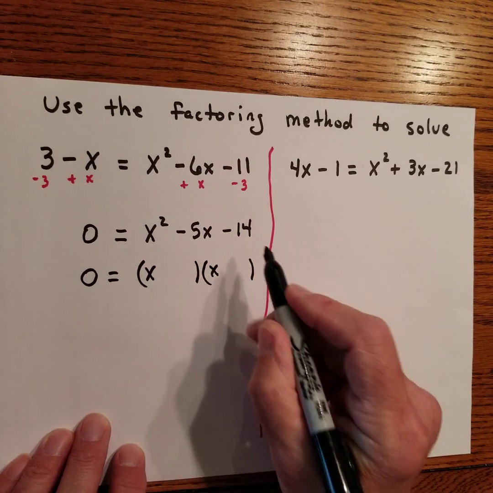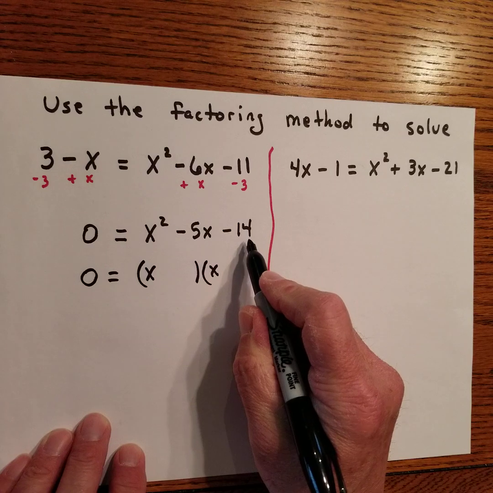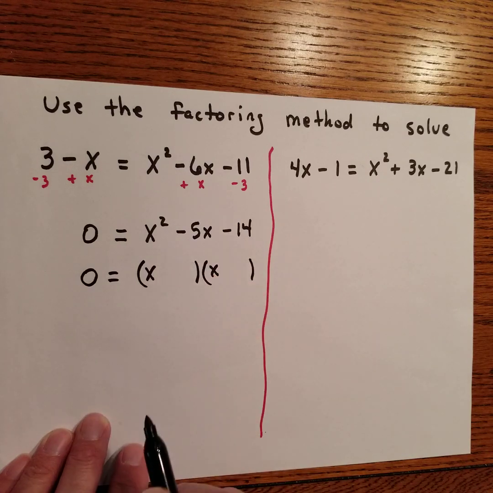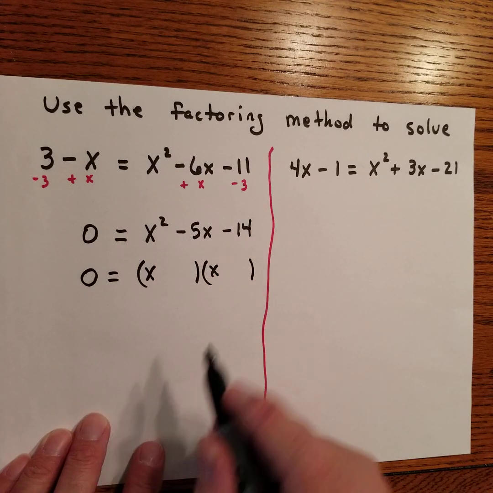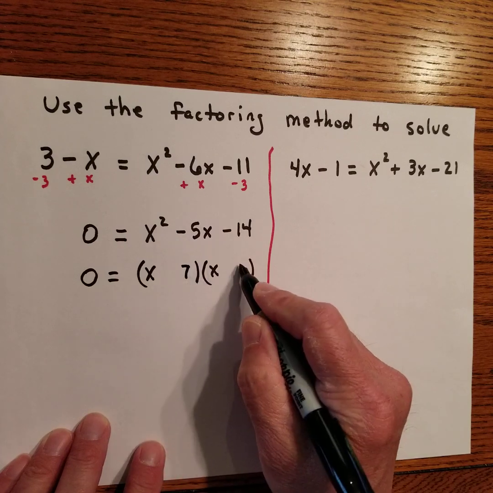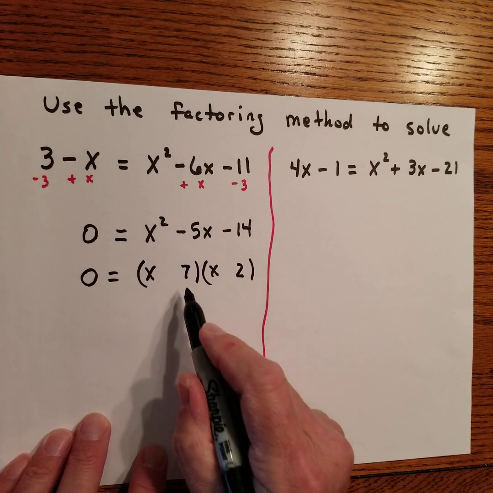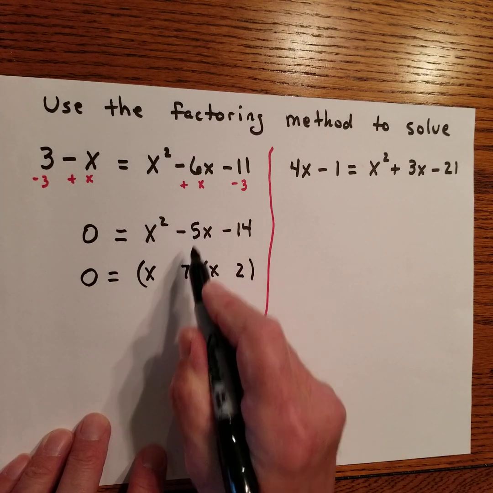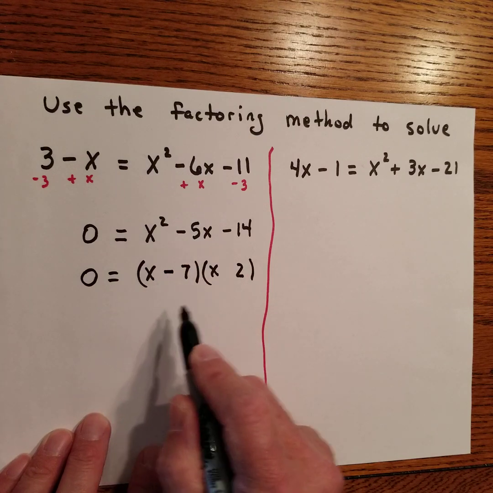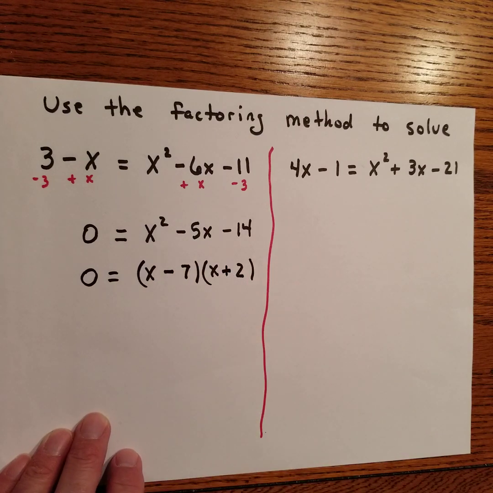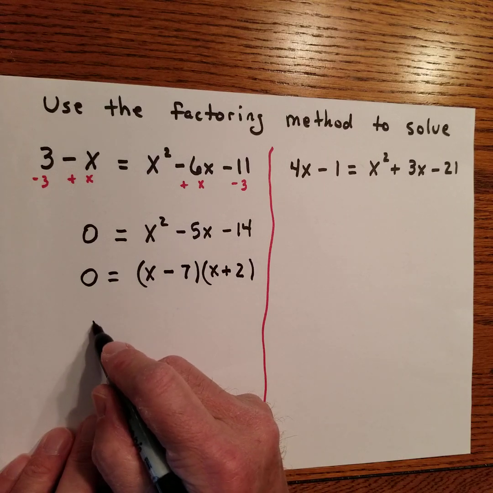Can you think of two numbers that multiply to 14 and also combine to give you negative 5? 14 could be 7 times 2. 7 and 2 will make negative 5 if I make the 7 negative and the 2 positive. Here come my two answers.